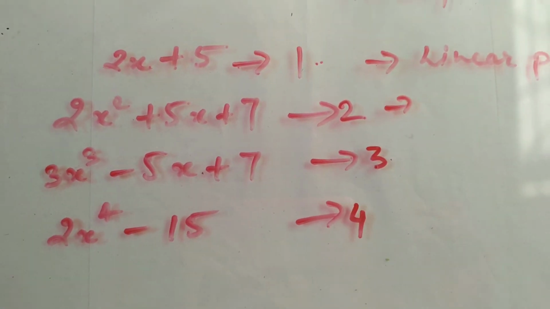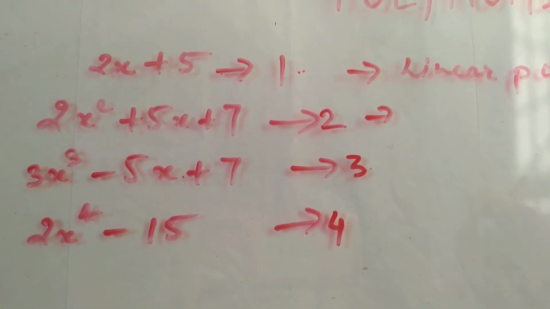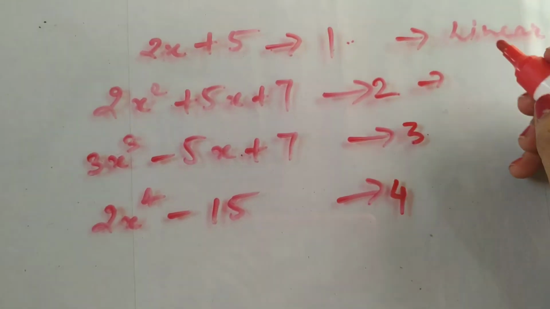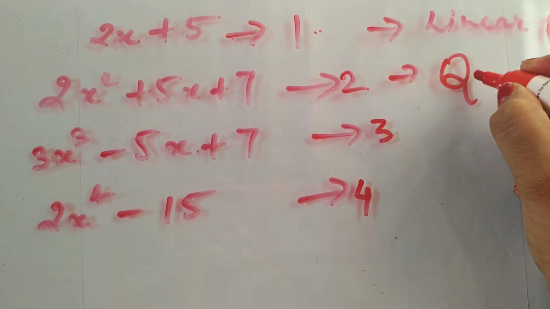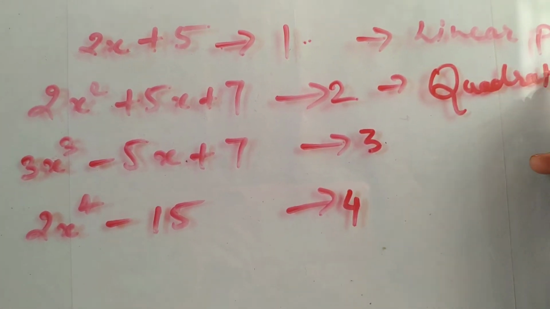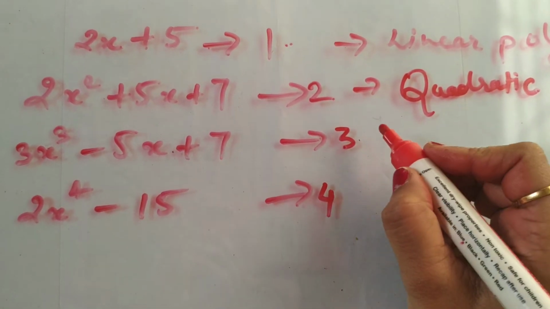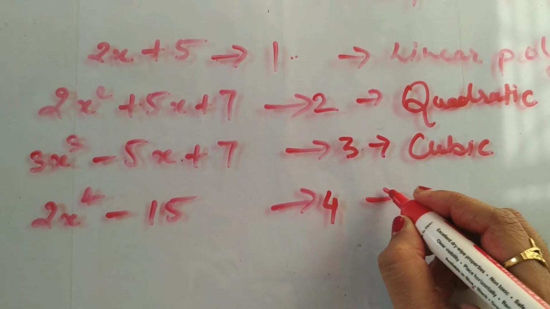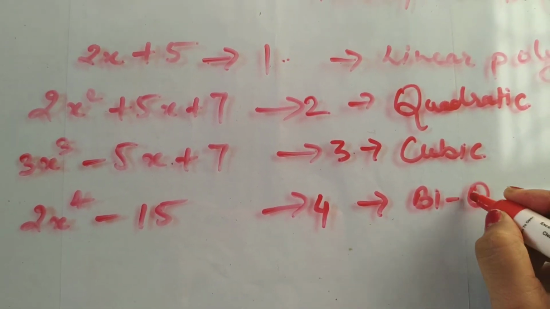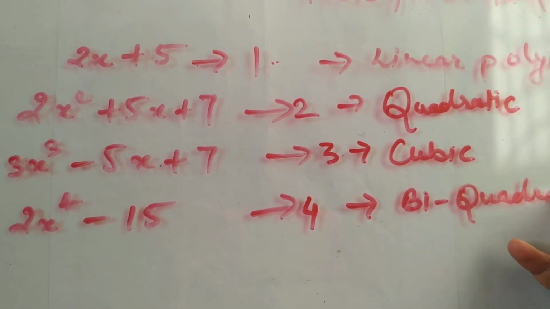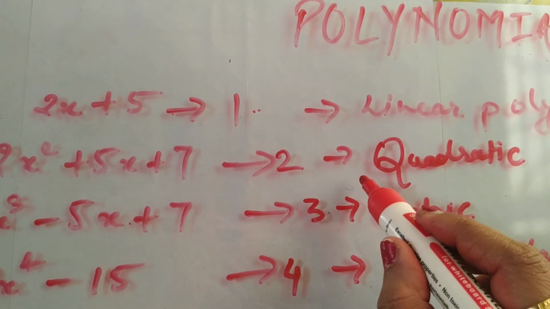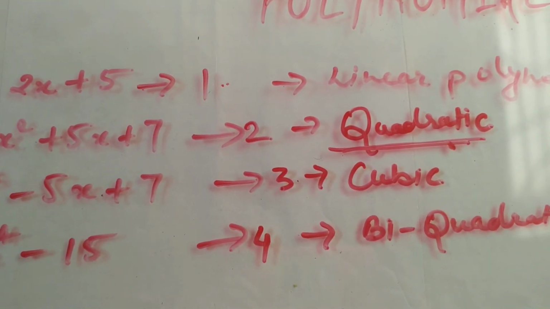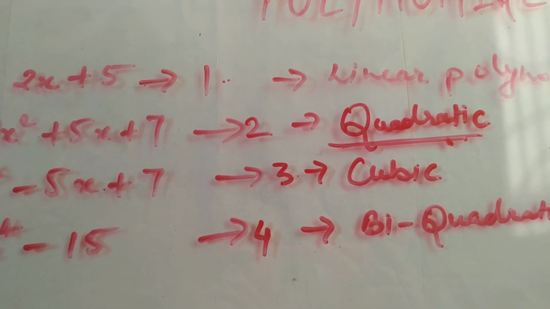Whenever the power of a term is 2, and that means the degree of the polynomial is 2, so it is a quadratic polynomial. If the degree is 3, it is a cubic polynomial, and if the degree is 4, it is a biquadratic polynomial. Here quadratic polynomial is very important because your fourth chapter is quadratic equation.